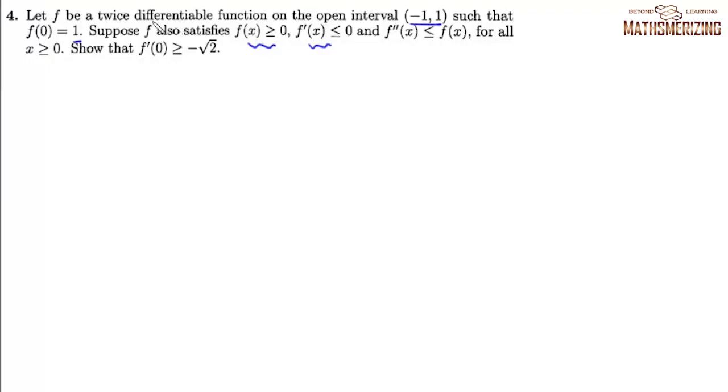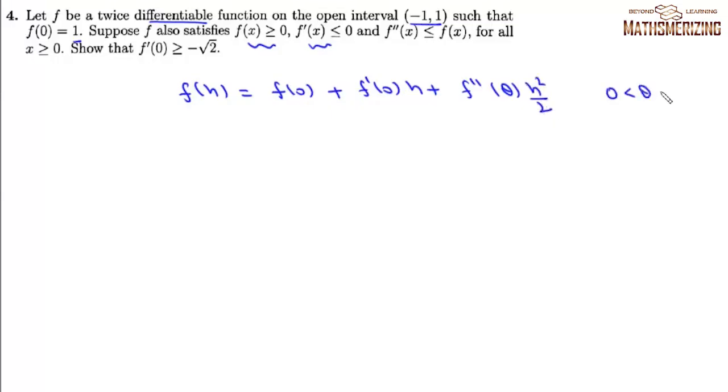Now it is given that this function f is a twice differentiable function, so we can use Taylor's polynomial theorem. We can write f h will be equal to f 0 plus f dash 0 h plus f double dash theta h square upon 2, where theta lies between 0 to h. Now since f double dash x is less than or equal to f x, we can write f double dash theta will be less than or equal to f theta.